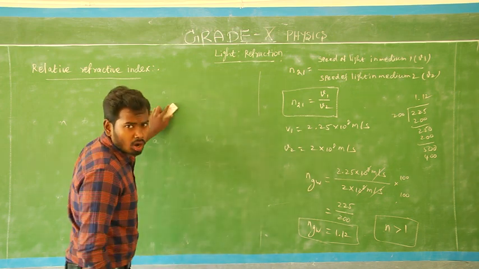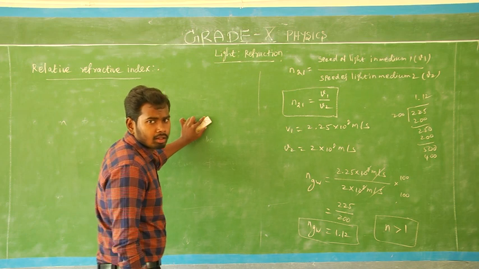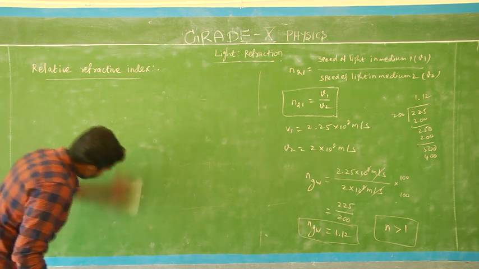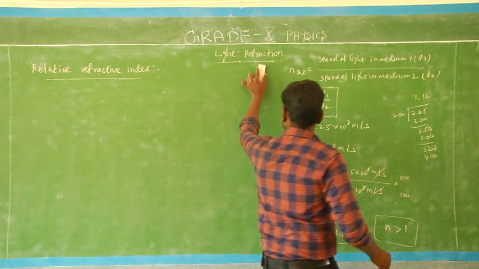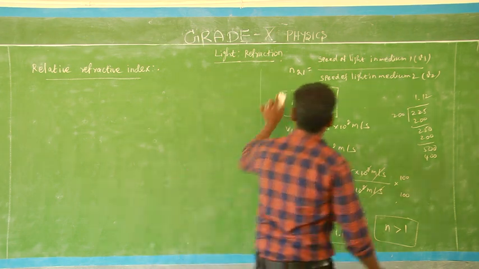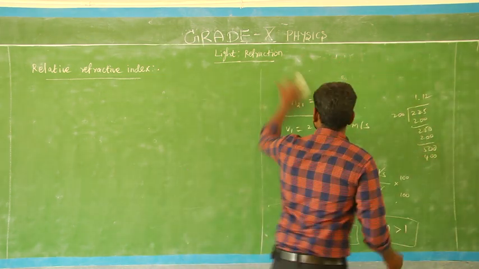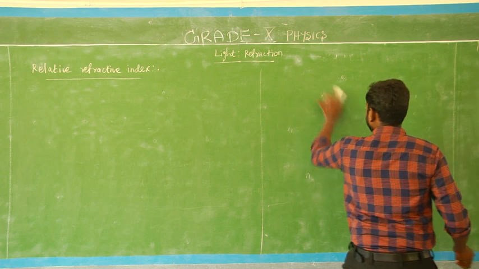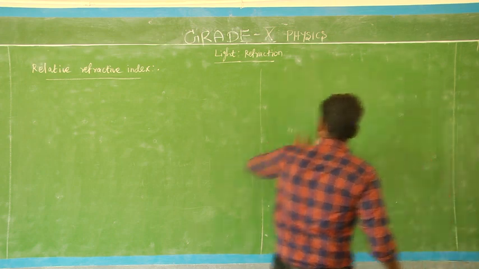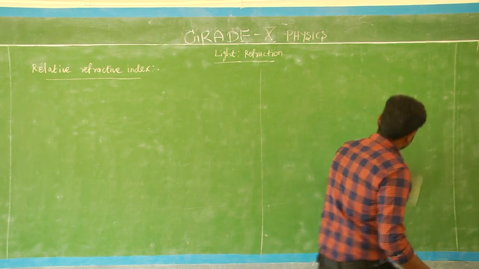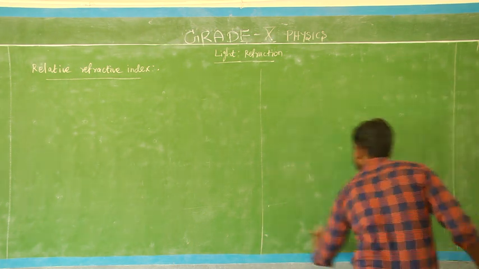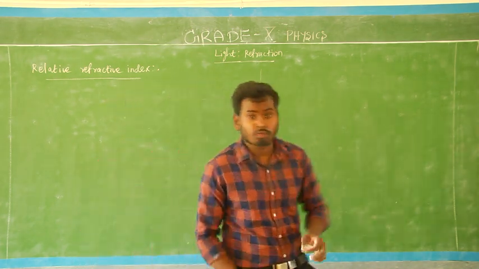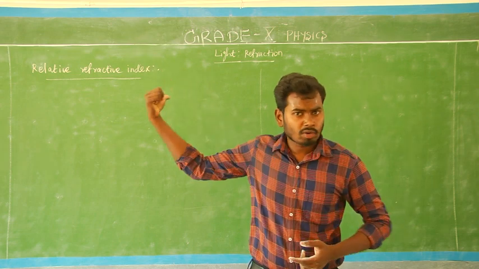So if the n value is more than 1, what is that? Light speed decreases. So next, second case, light travels from medium 2 to medium 1. Okay, in this situation what happens? Now we are going to see that.